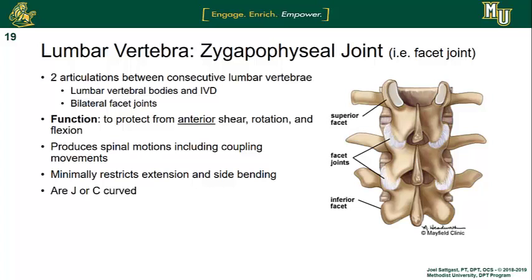They're more of a J or C curvature, and you can kind of appreciate that if you look to the right on that superior facet on the left. There's a slight curvature there, and so it's not so much that the facet joint limits extension and side bending as it is other kind of osteology pieces.